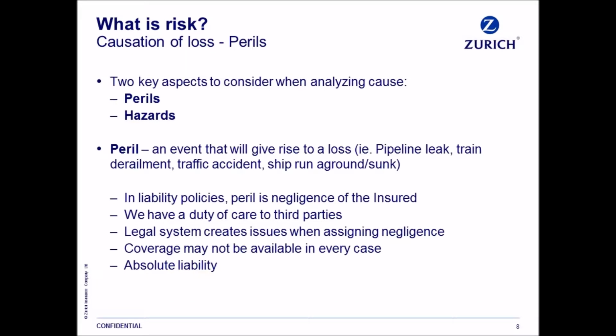So there's really two aspects to consider when looking at causation of loss, and that is perils and hazards. So a peril is an event that will give rise to a loss. So a pipeline leak, train derailment. Within the scope of this discussion, which leans towards liability insurance, the peril, the trigger on a policy, is negligence of the insured and their employees.